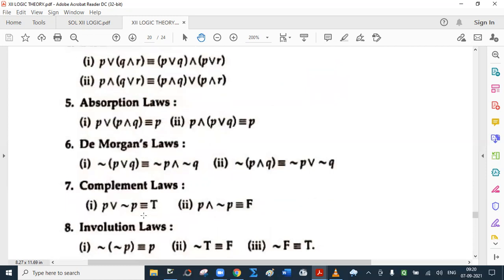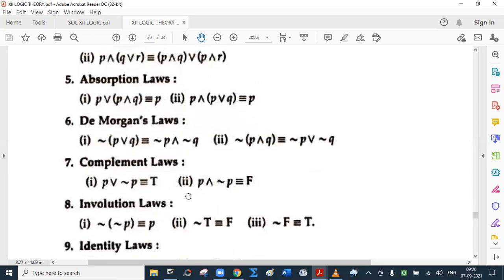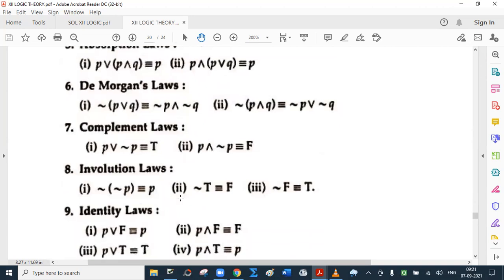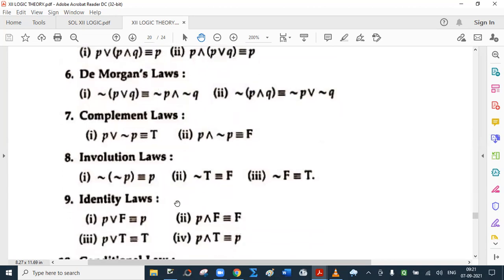Complement law. P or not P is true, obviously. P and not P is going to be false. So this is a tautology and this is a contradiction. Then involution laws. Not not P is P, obviously. Negation of negation is the original statement. So not true means false. Not false means true.